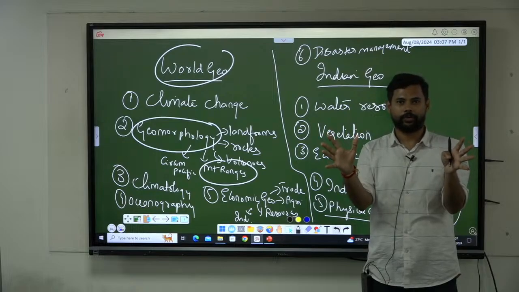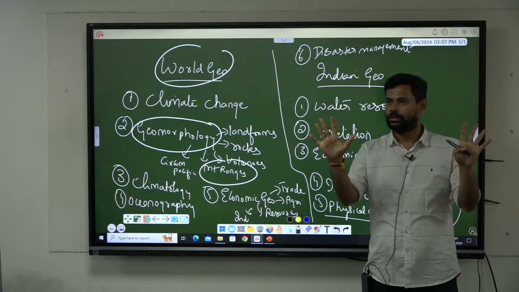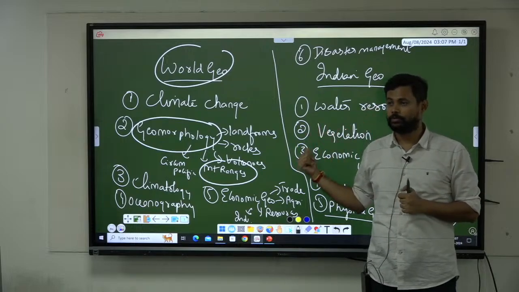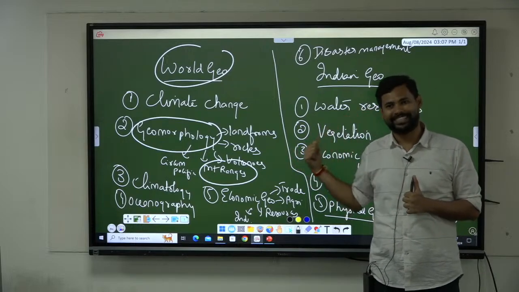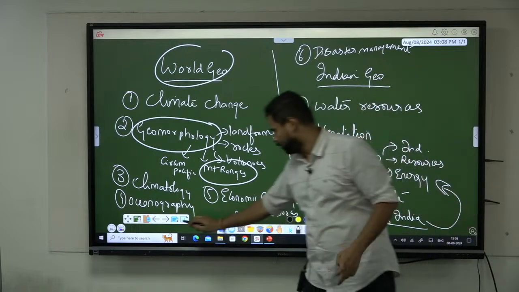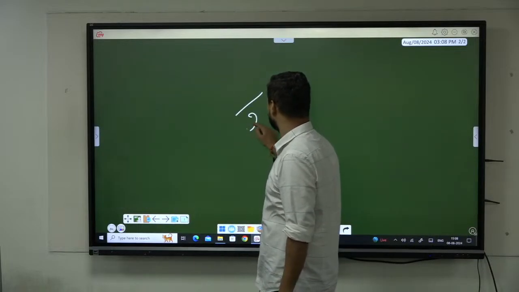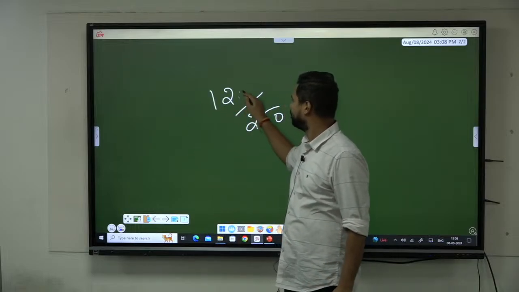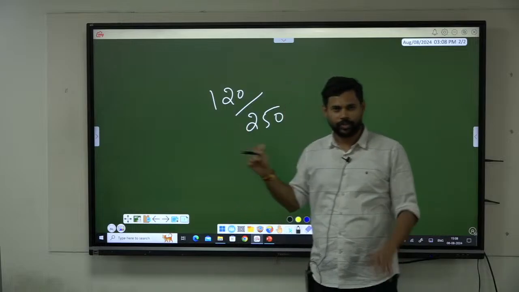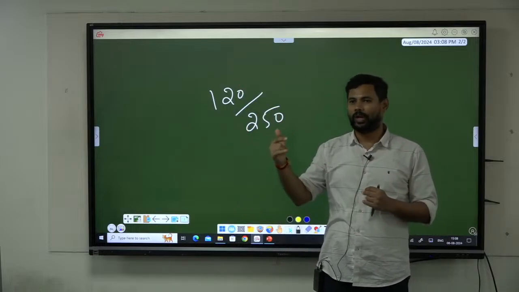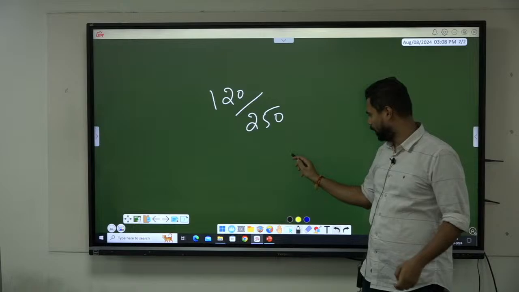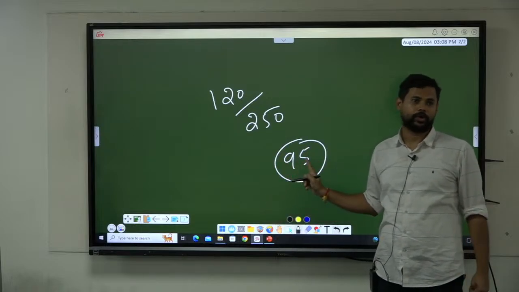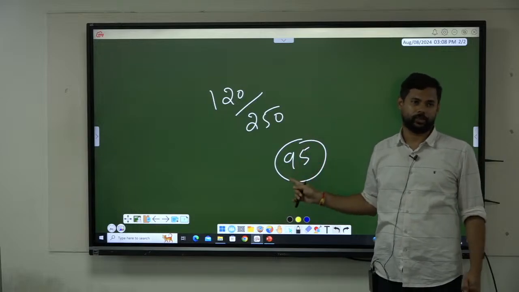Is geography clear for you? 100 marks. Out of 100 marks, you can easily score 50% of the marks here. 50 to 60%, 60 out of 100 is easy here. The point I'm trying to make is, if there is a 250 marks paper, on an average every topper will score 120. 120 out of 250 is a very, very good score. In GS1 this year, if you have scored 95, it's a very, very good score.